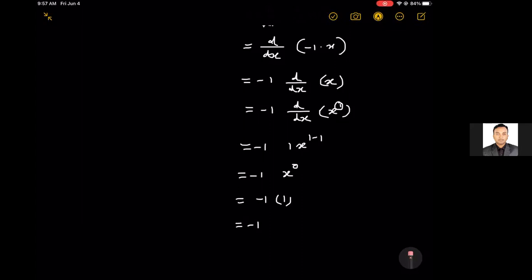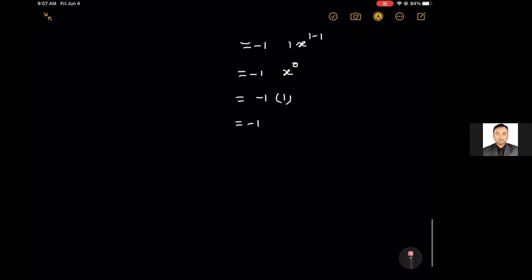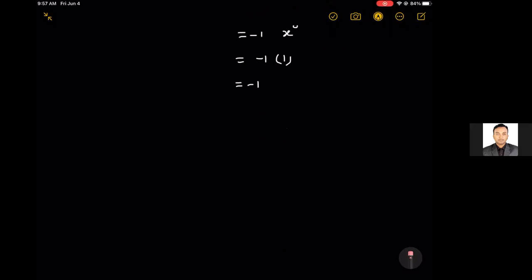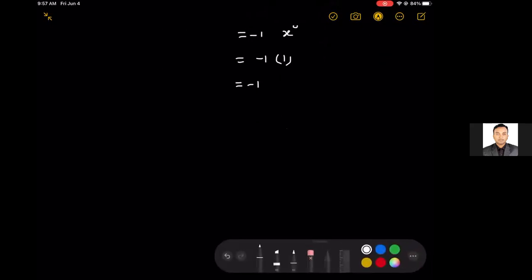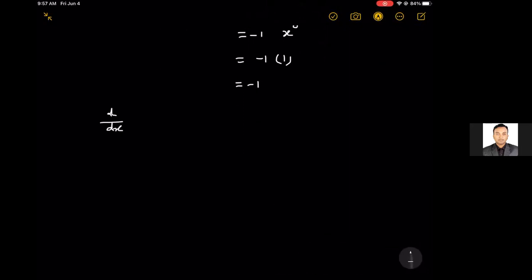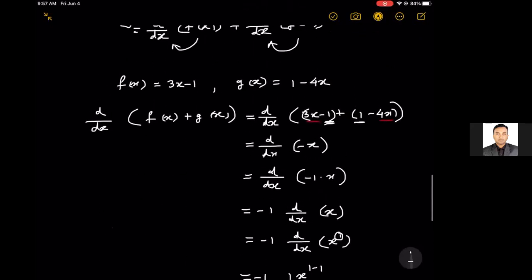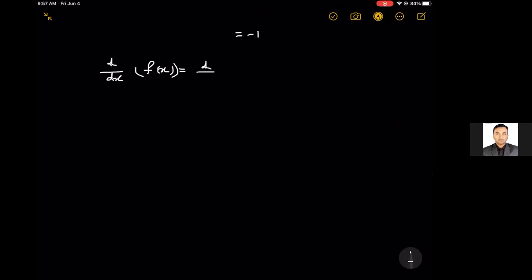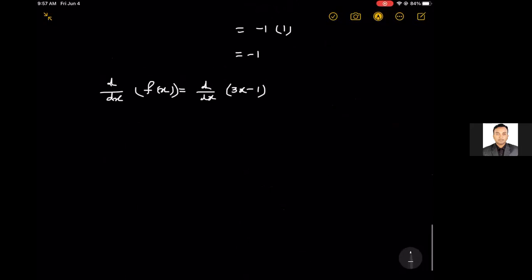Okay, then. So let's see the right-hand side now. If we find the derivatives of this separately, then what happens? d/dx of f(x) first. What's the first function? It's 3x minus 1. So d/dx of 3x minus 1. I need to use the same formula. We know the derivative of a constant is 0, so we can avoid it.